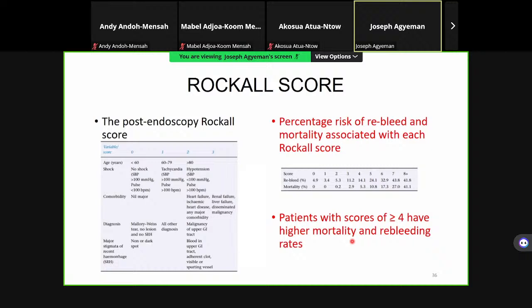We are almost done. Almost. About 1 or 2 slides, then we are done.